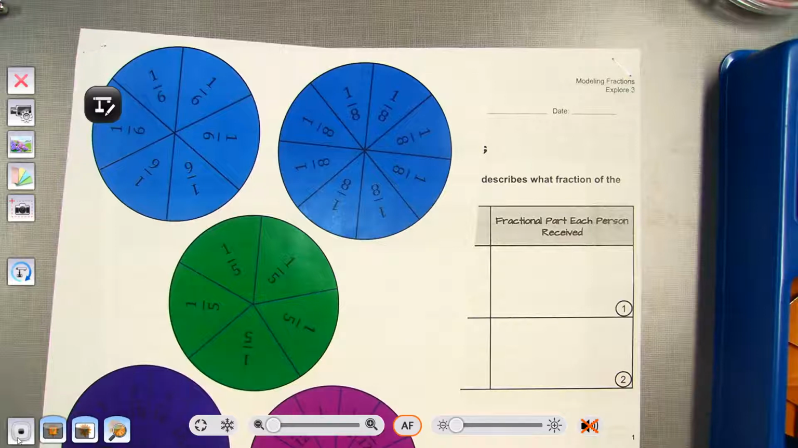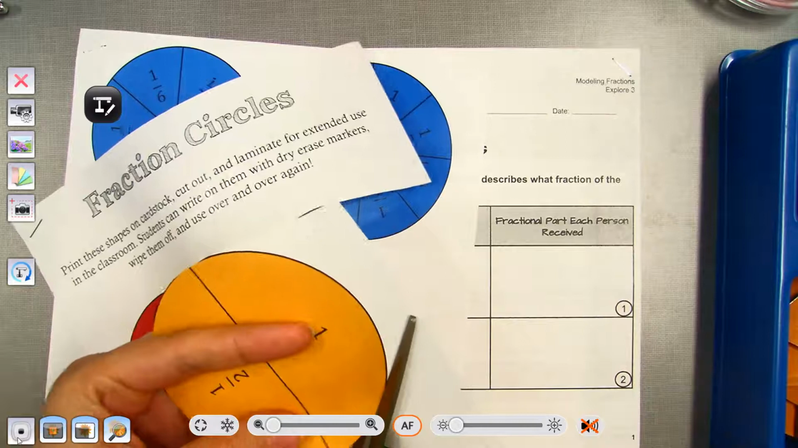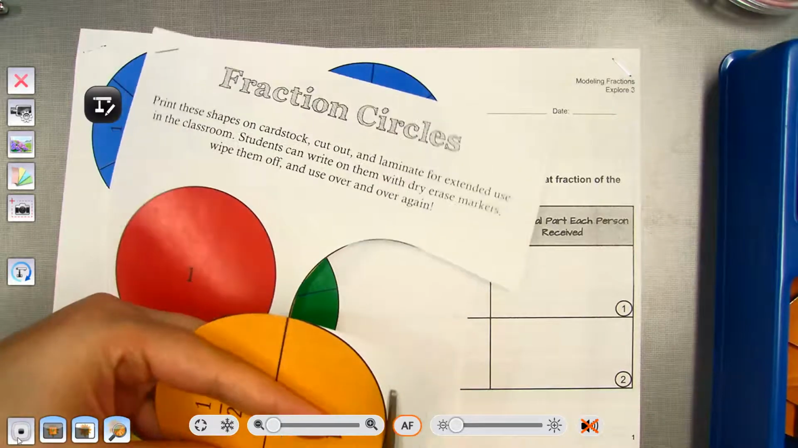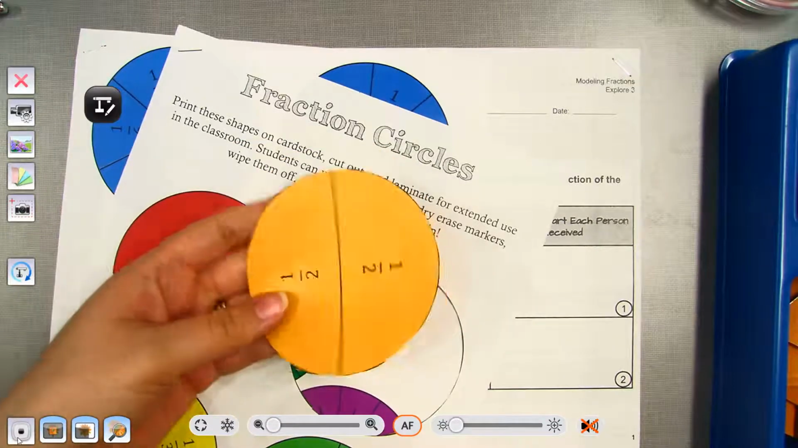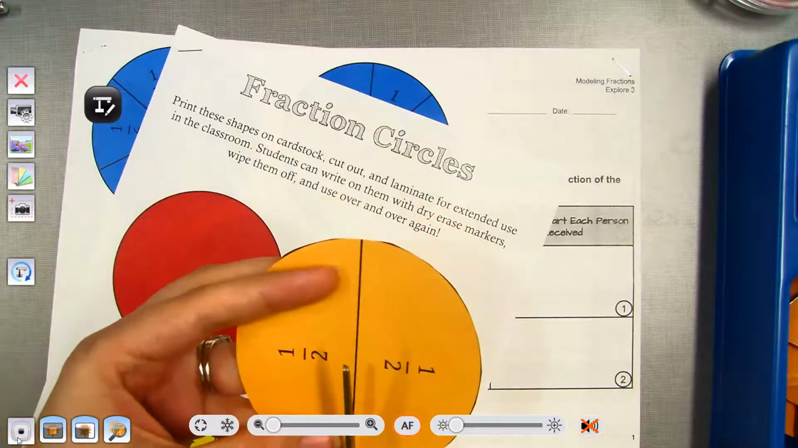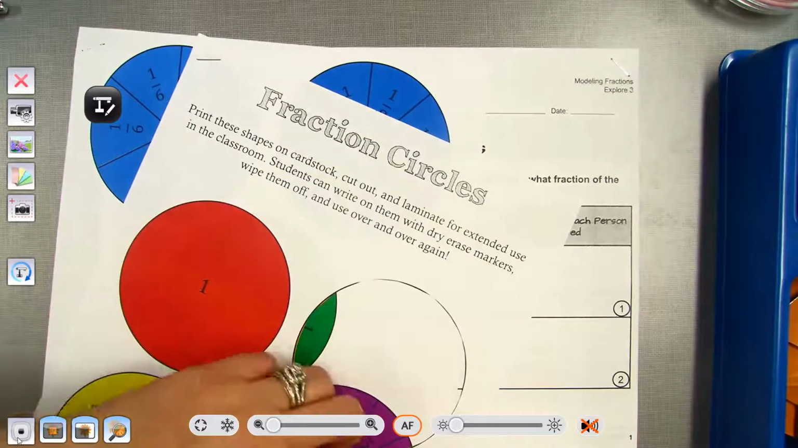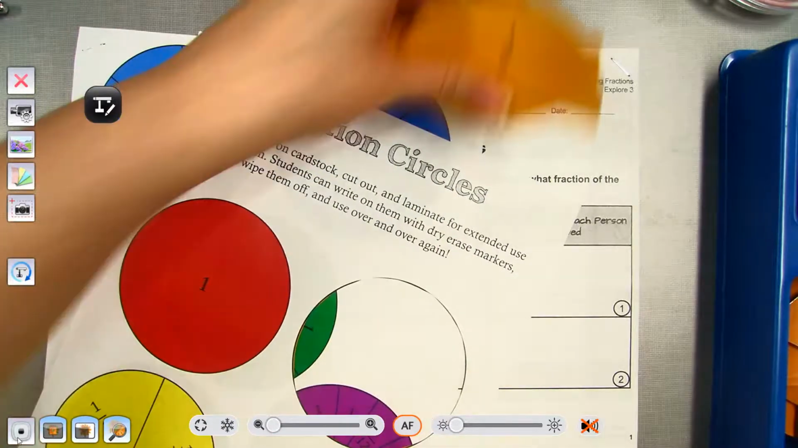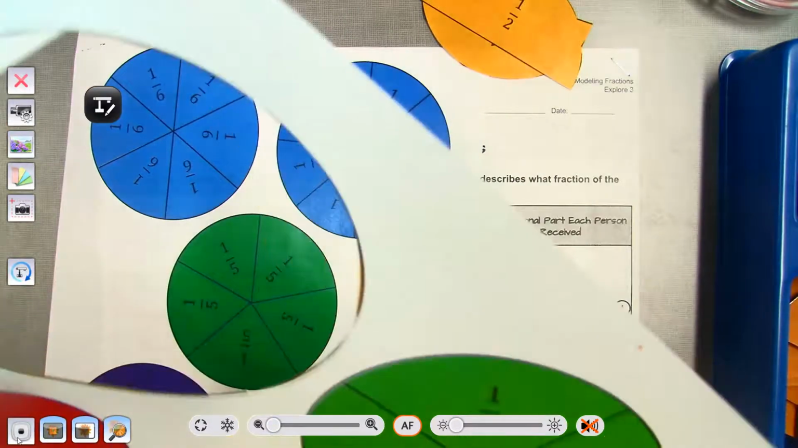as best as you can. So if you see, I'm going to cut these circles out on the solid black line and go ahead and cut the pieces. So this is a whole, but it's cut in half. So I'm going to cut down the middle. Okay? I'm going to put these over to the side. And then I have this one I'm going to cut.